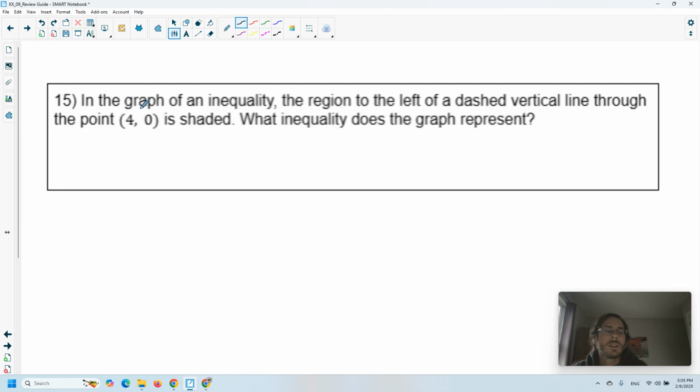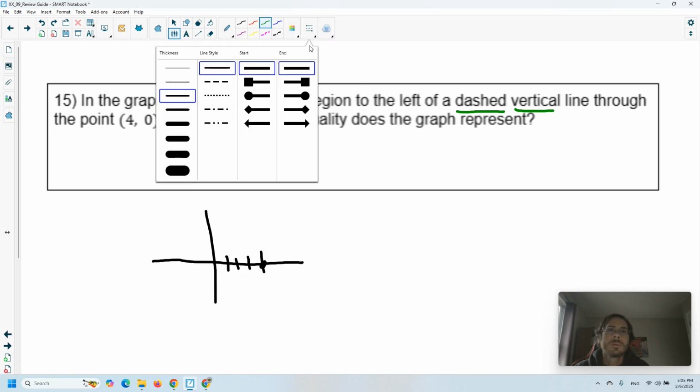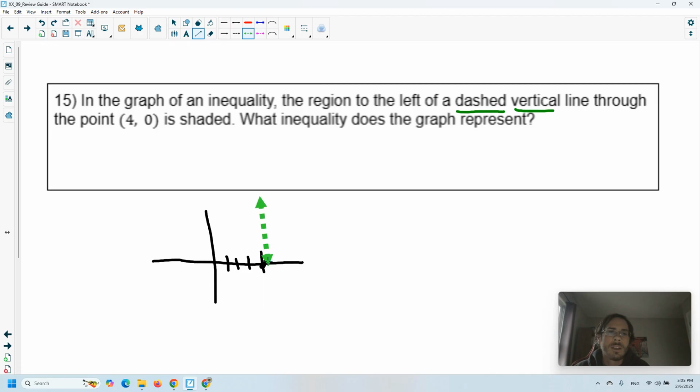All right, kind of same thing, except we've got just the opposite idea. So in this case, we've got the point 4, 0, 1, 2, 3, 4, 4, 0, and it says we've got a dashed vertical line. So again, we're dashed, so let's go ahead and draw in our dashed line, but it's vertical. So a dashed vertical line would look like that. And it says we're going to shade to the left. So if we shade over here.